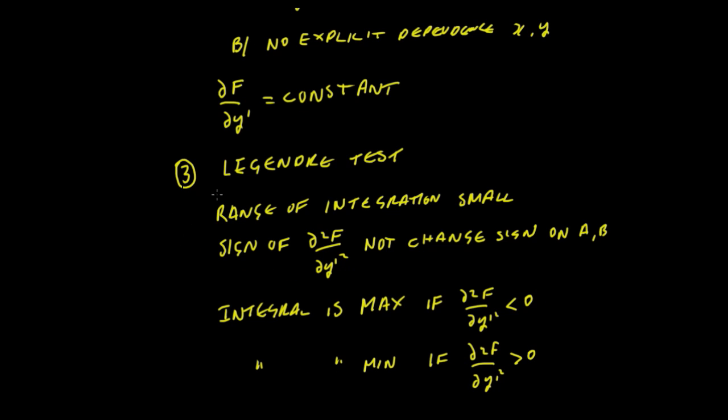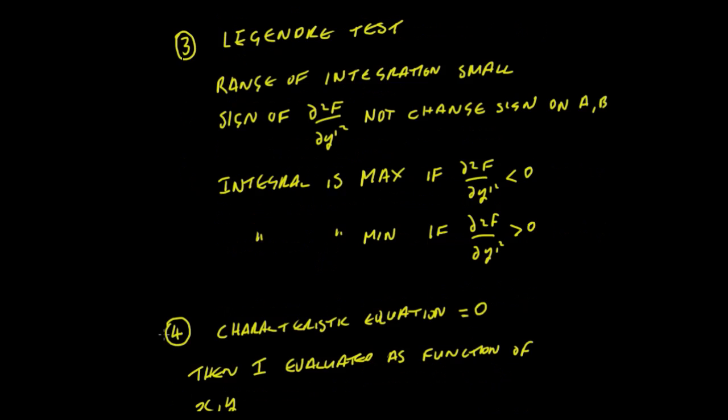We then looked at the Lagrange test, and we said that if the range of integration is small, and if the sign of partial squared f by partial y derivative squared does not change on the interval ab, then we can say that the integral is a maximum if partial squared f by partial y derivative squared is less than 0, and it's a minimum if partial squared f by partial y derivative squared is greater than 0.